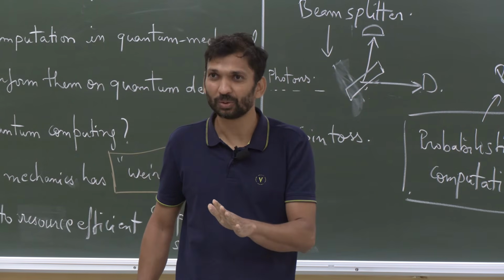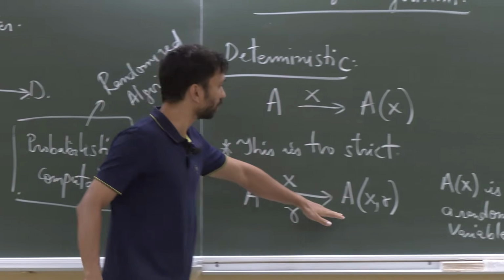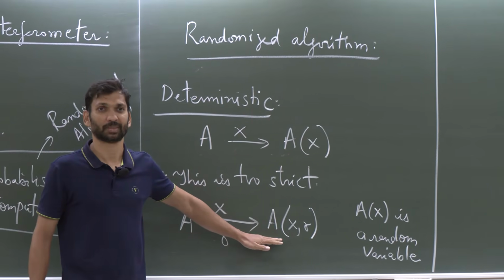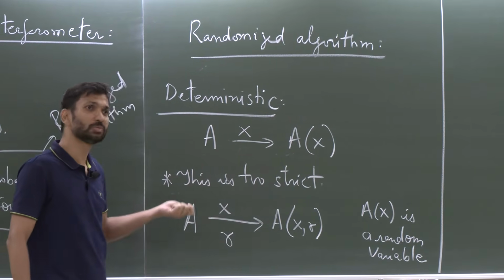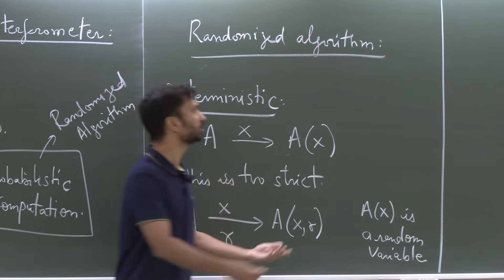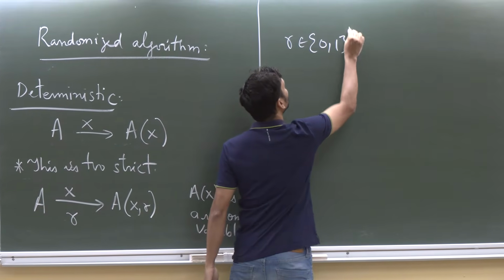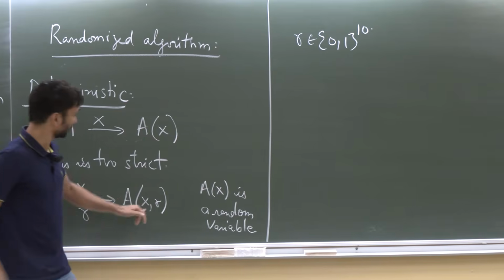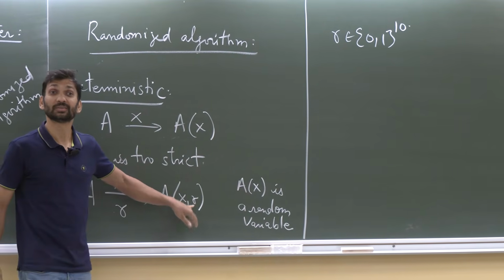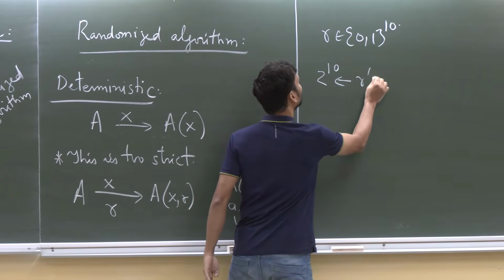Do you see the question now? As you change the definition of your algorithm, your definition of correctness needs to be modified. How did you change the definition of the algorithm? You said that now I can choose a random string. Okay, so let's say I take 10 coin tosses. Then how many choices are there for the random string R? 2 to the power 10, right? So I have 2 to the power 10 R's.